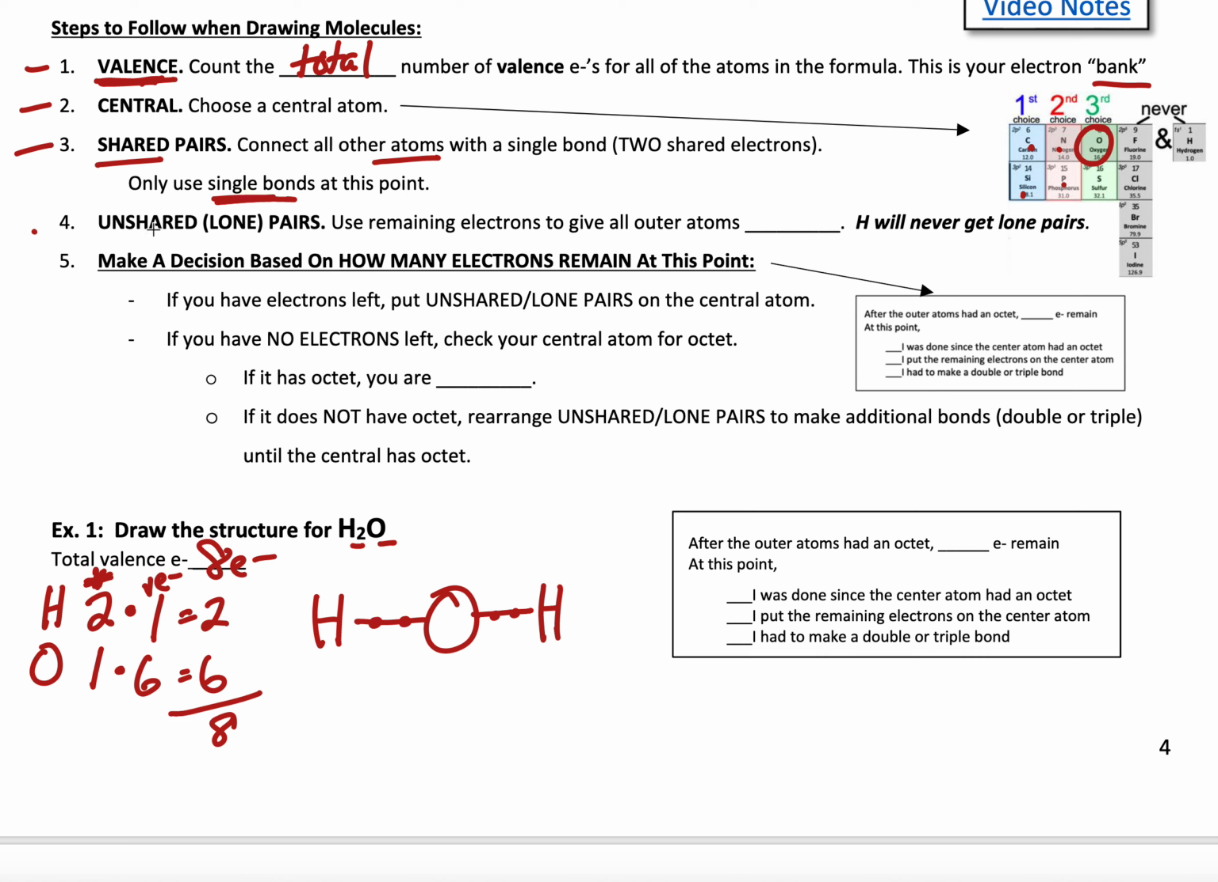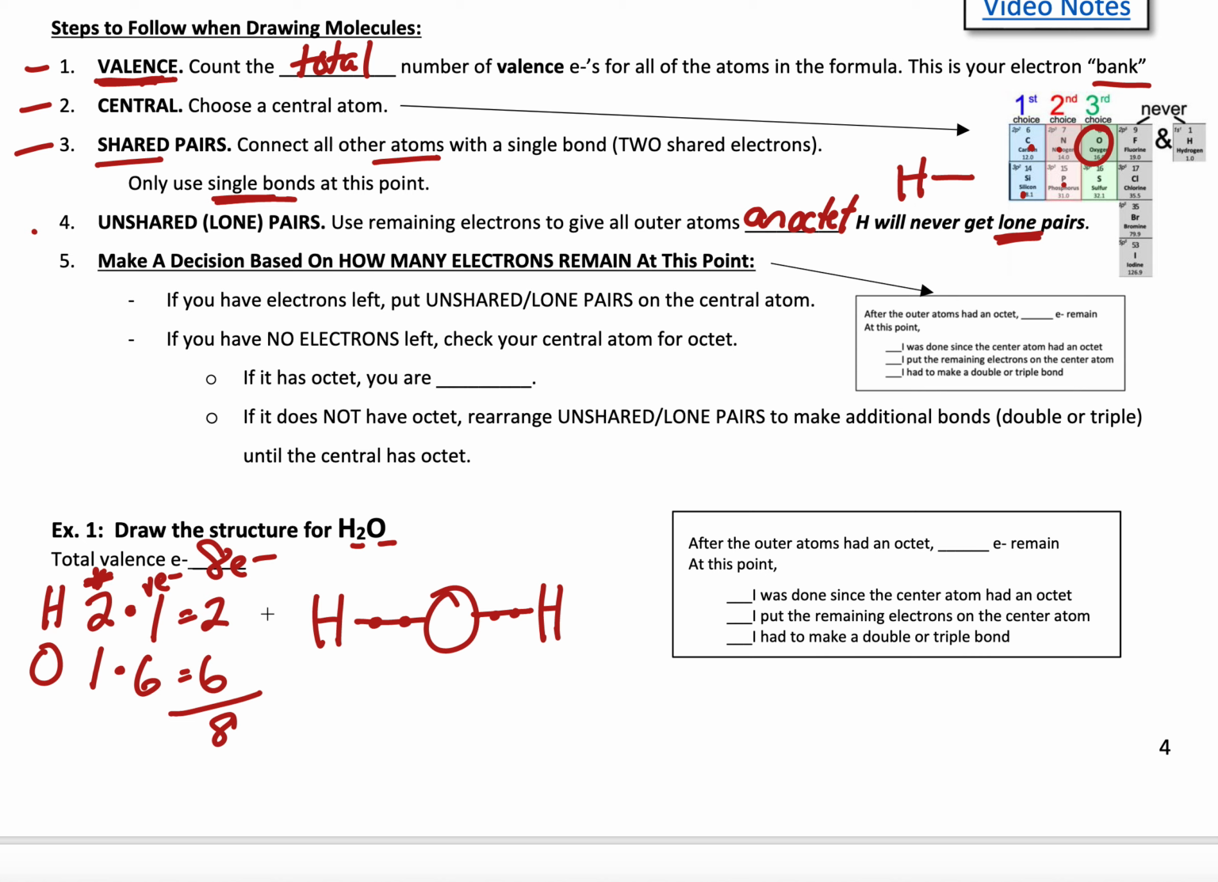Step 4 is unshared or lone pairs. It says use the remaining electrons to give all the outer atoms an octet. Now, it's important to know that hydrogen will never get these unshared or lone pairs of electrons. Hydrogen has an octet with just a bond. Make a mental or physical note. Hydrogen gets a bond. That's it. You never put extra dots around hydrogen. It only needs to fill that first energy level.